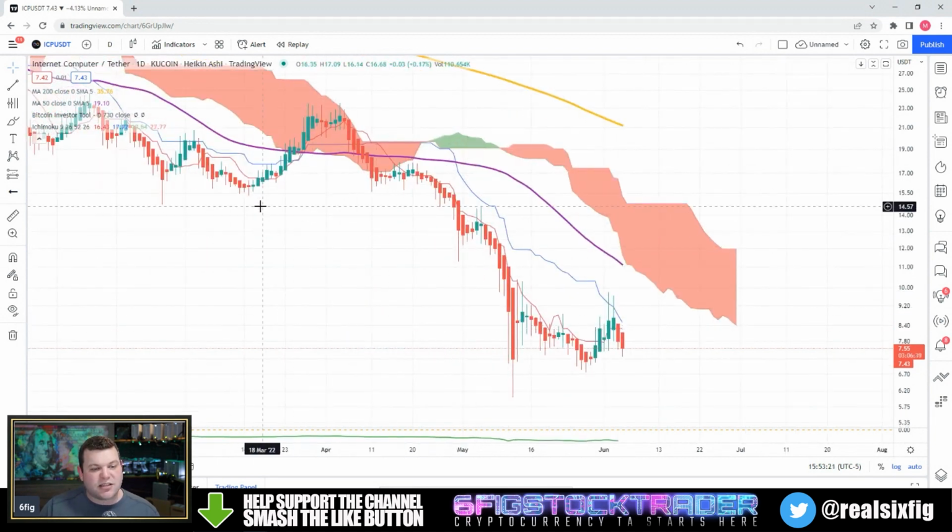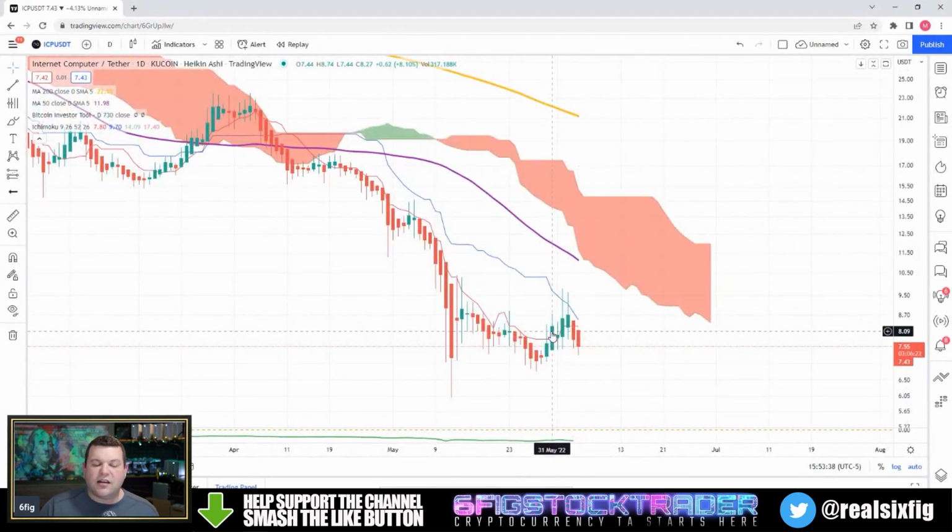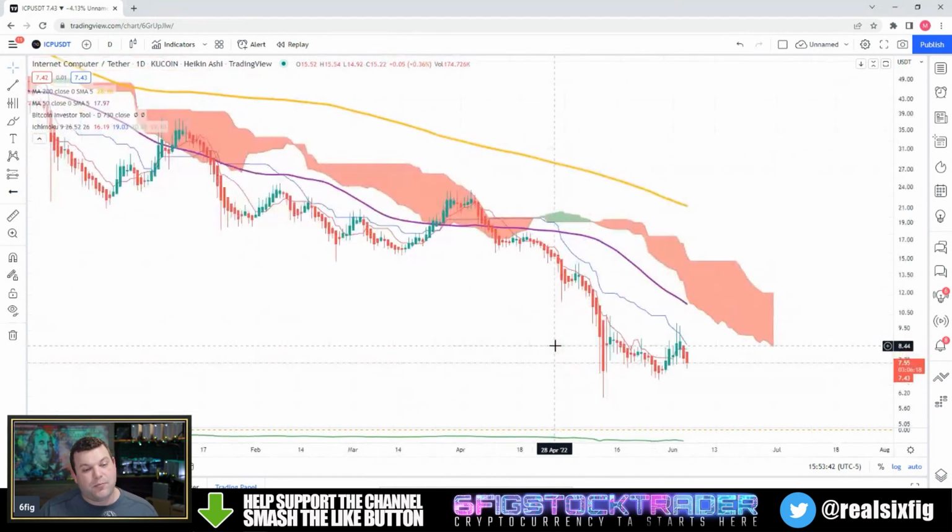So let's just look at this as an example. Once we start to see this price start arcing up, this red conversion line start going upwards and cross the blue baseline, we get a very nice explosion of price to the upside. Here's another example of it right here. So currently that is what we are looking for right now, or at least I am.